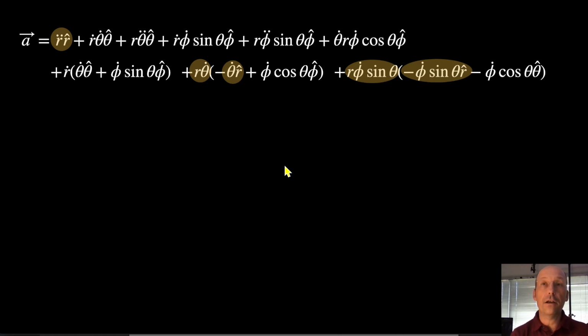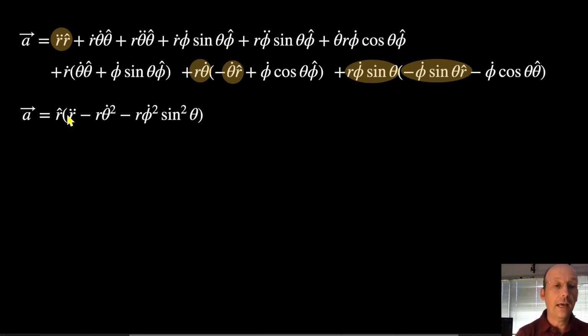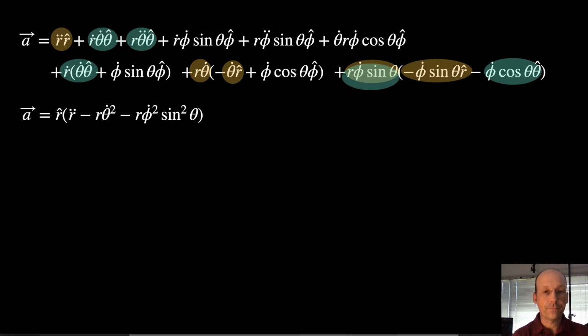And so if I combine all those together, I get r hat times r double dot, minus r theta dot squared, and then I have negative r phi dot squared sine squared theta right there. I'm going to slip up so many times in between theta and phi.